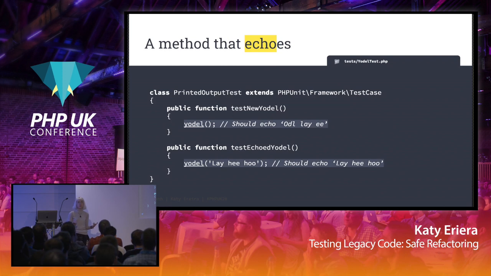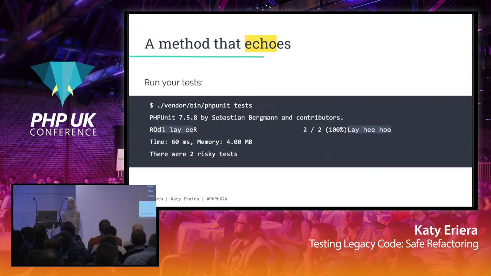There are two possible branches to this. We can test what happens when we don't give it something to echo, and we can test what should happen when we do give it something to echo. So we've created our new unit testing class, given it a name, and we've got our two methods in there. Each one is a different unit that it's testing. In the first one, we're going to test our yodel without being passed any parameters. And in the second one, we're going to test the echoed yodel.